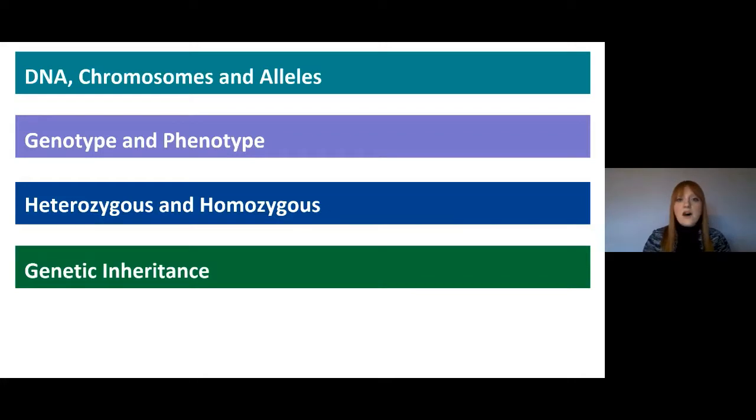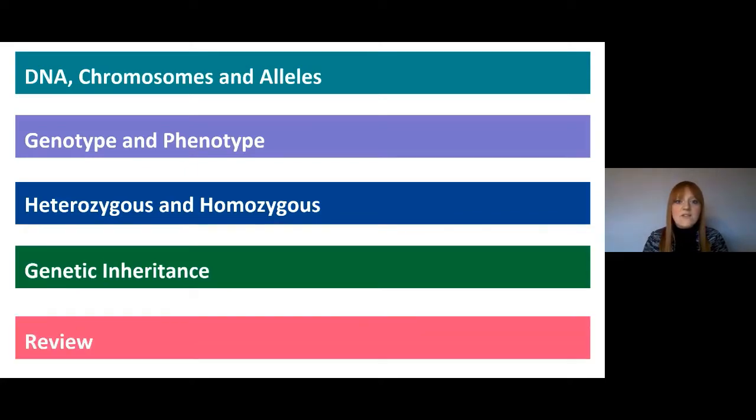Then we're going to start looking at our Punnett squares, and I'm going to work through some examples, some easy examples to start with, and then we'll look at some real past paper questions then in terms of our review.